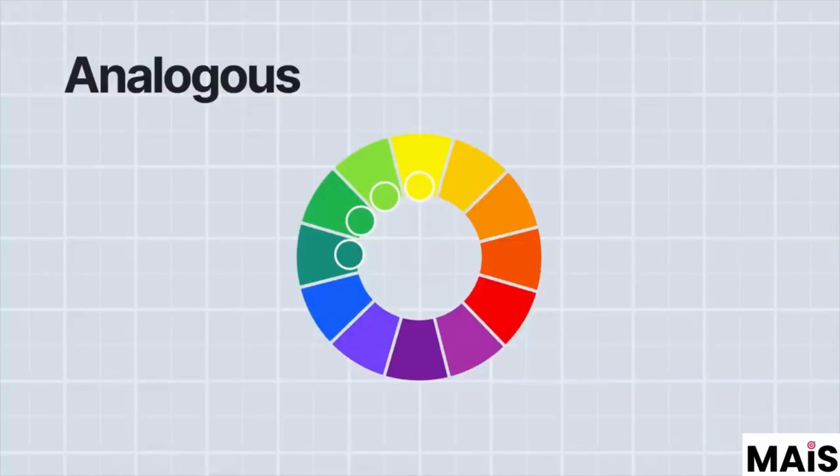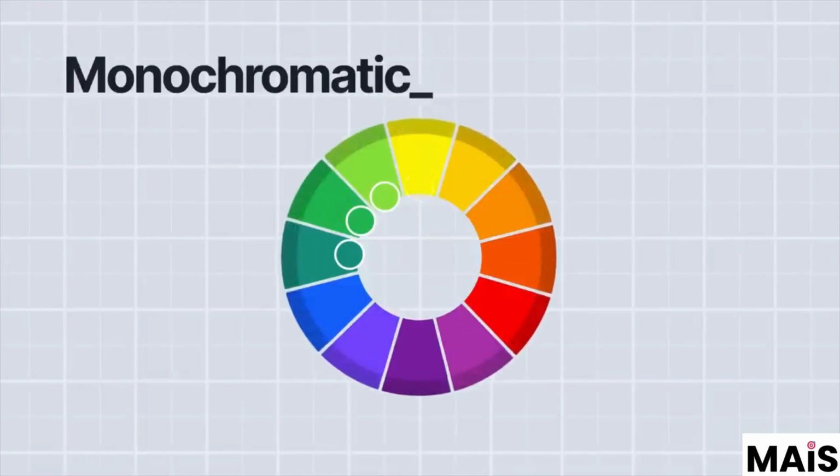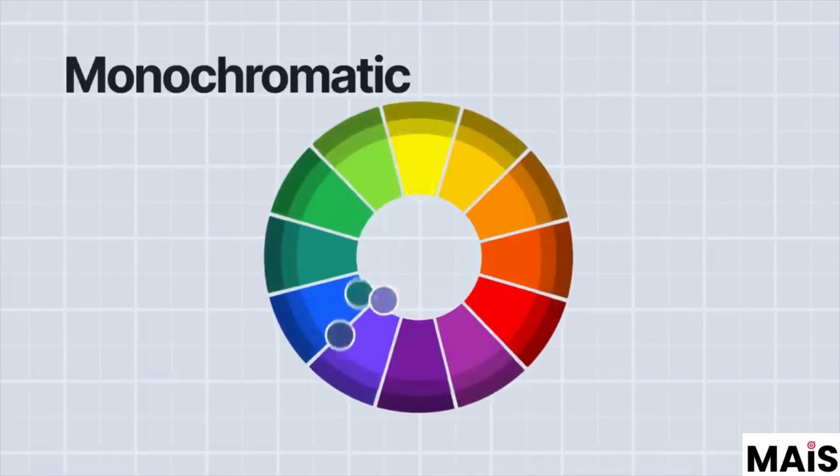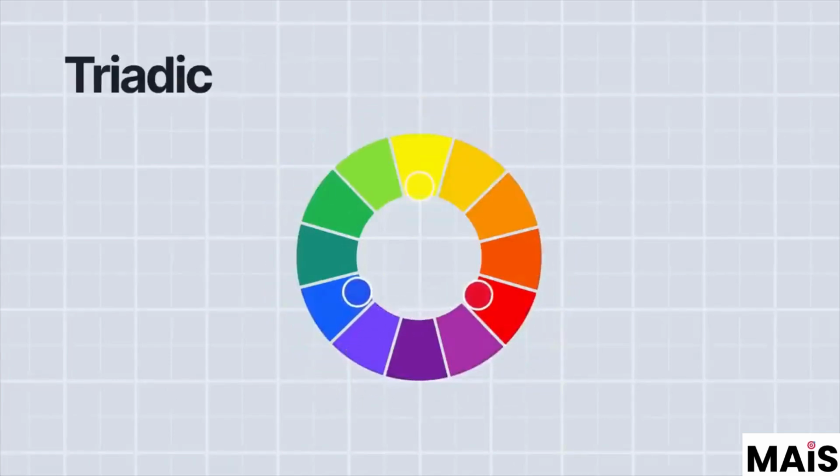Because it's so easygoing, it doesn't have that much of a contrast. Next up, we have monochromatic. This takes just one basic color from the color wheel and uses its different shades, tones, or tints to create a palette. It looks simple and cohesive. Next up is triadic. This color scheme uses three colors that are evenly spaced on the color wheel, forming a triangle.